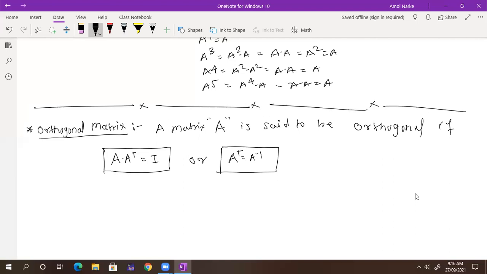What is A transpose? The matrix obtained by interchanging its rows and columns. Correct. I'll give you one example, and you check whether it is orthogonal or not. A 2 by 2 matrix, so it's very easy: minus 1, 0, 0, 1.